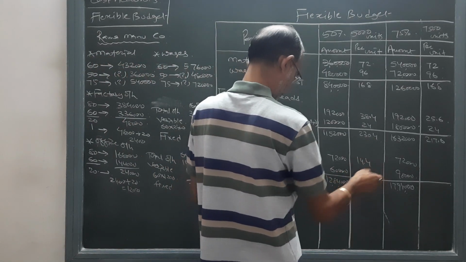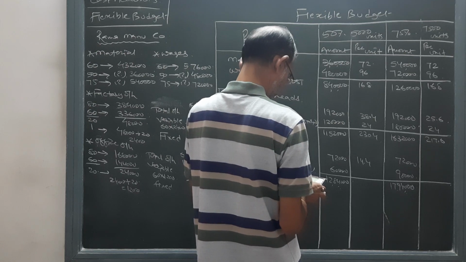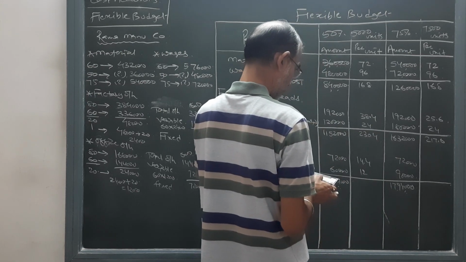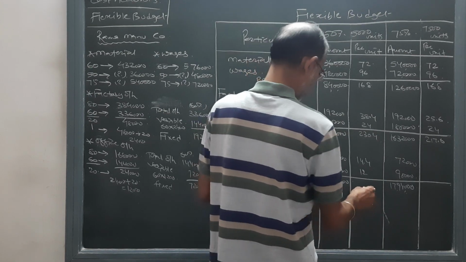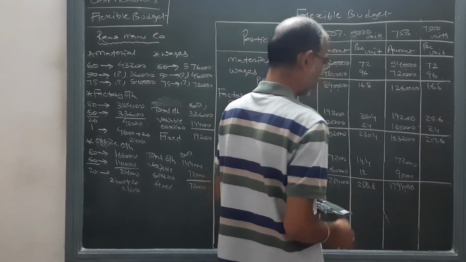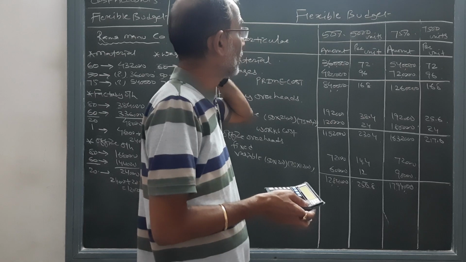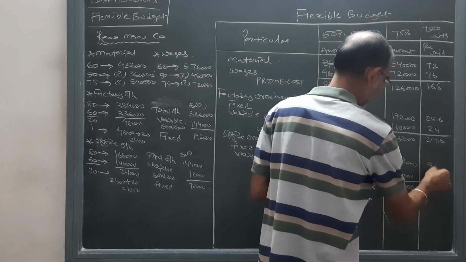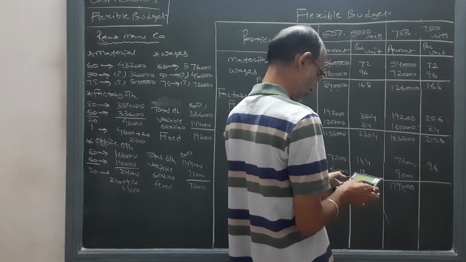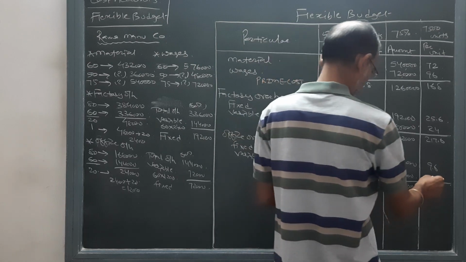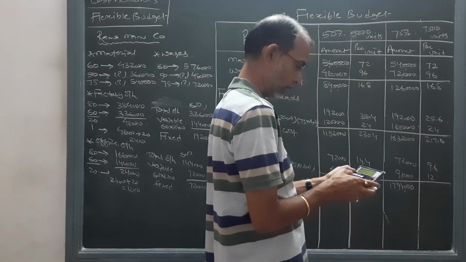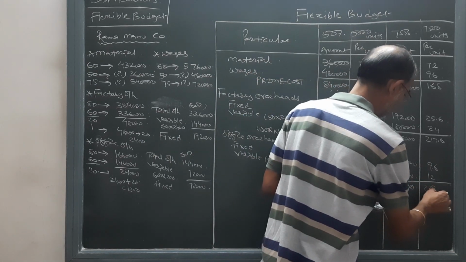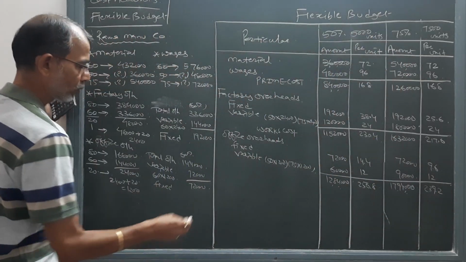this will be 14.4 and this will be 12 plus, so total will be 256.8. Now for 75% capacity, this is 9.6 and 12. So 239.2 will be the cost of goods sold.